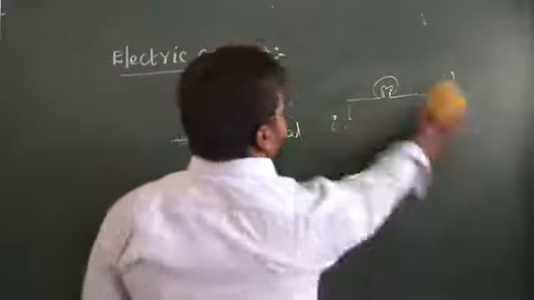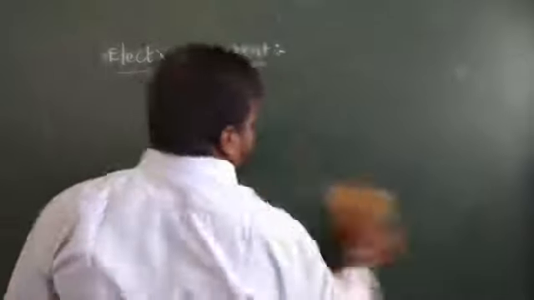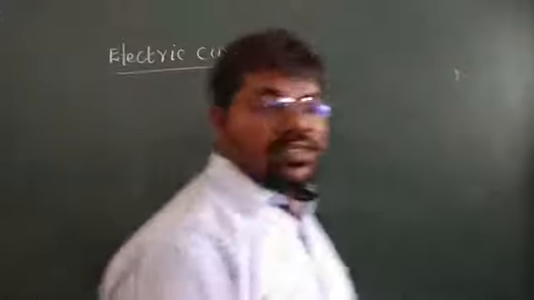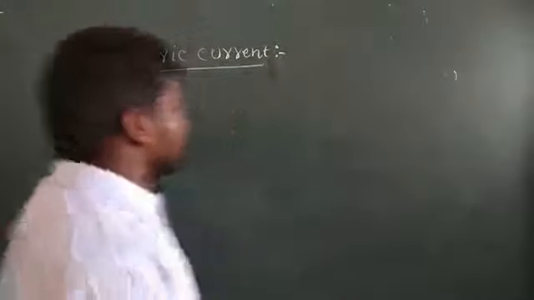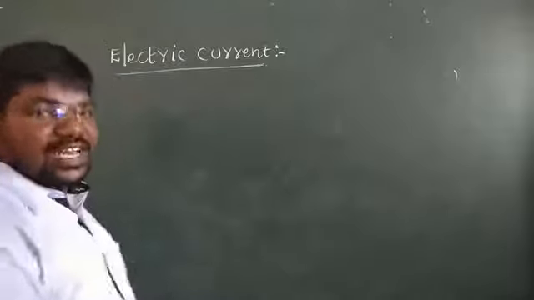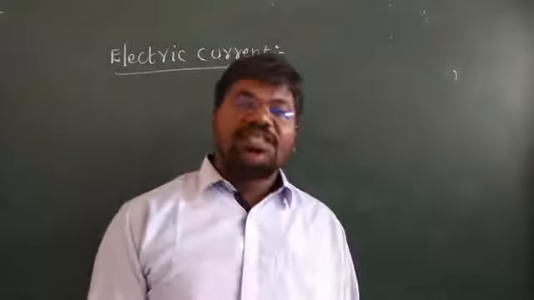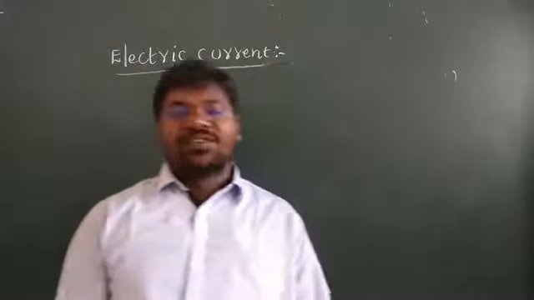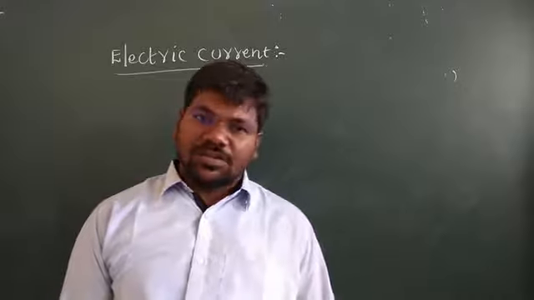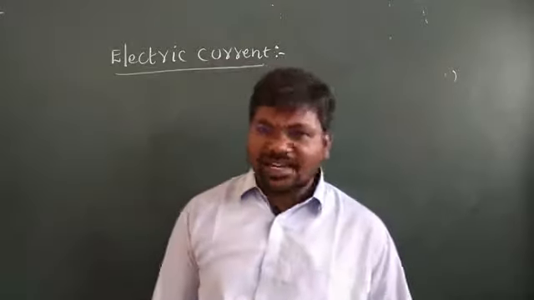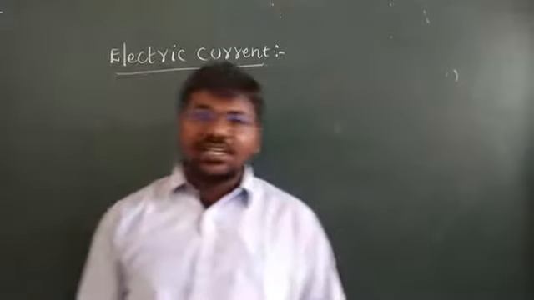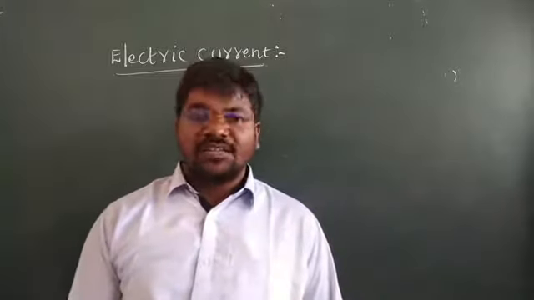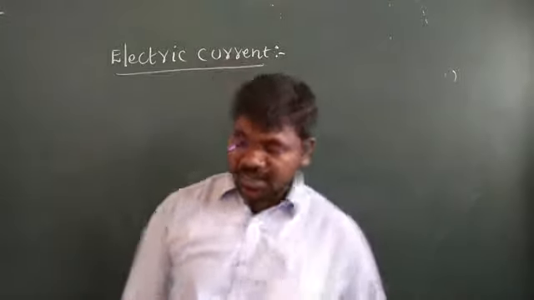In another way, current is of two types: steady current and alternating current. Steady current means the direction of current is the same throughout the circuit. Alternating current means continuously varying current.